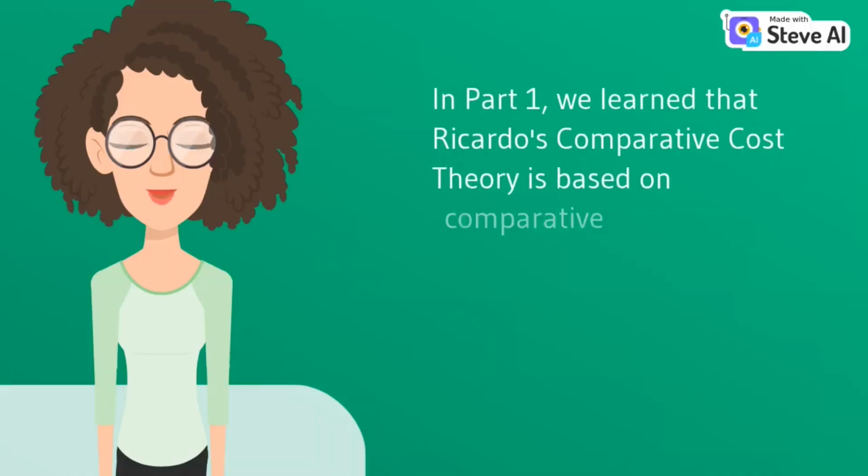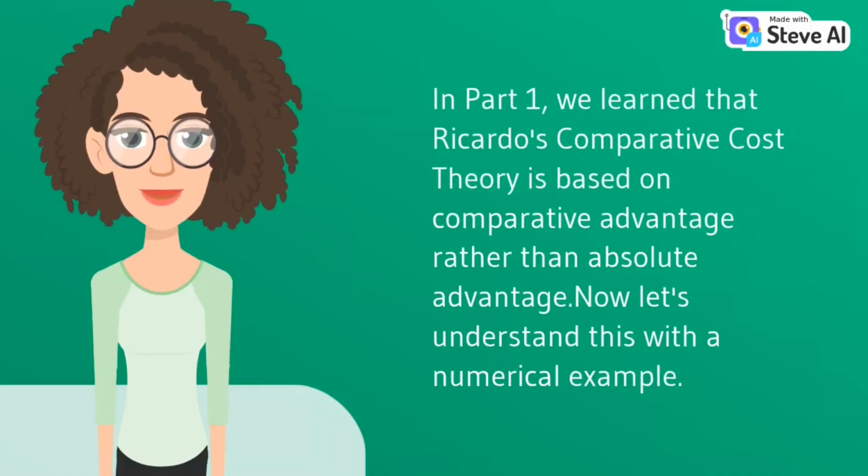In part 1, we learned that Ricardo's comparative cost theory is based on comparative advantage rather than absolute advantage. Now let's understand this with a numerical example.